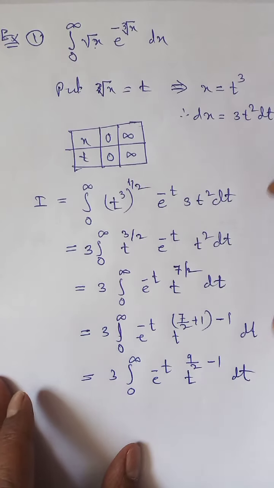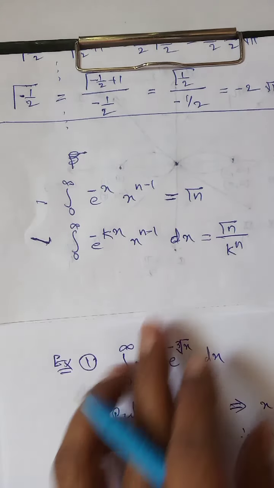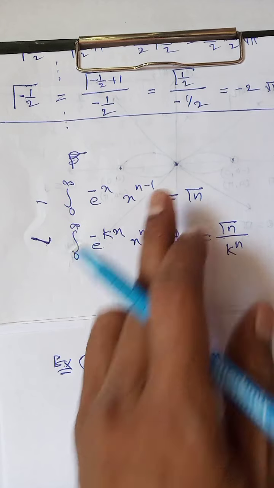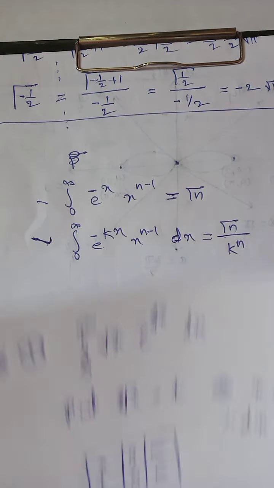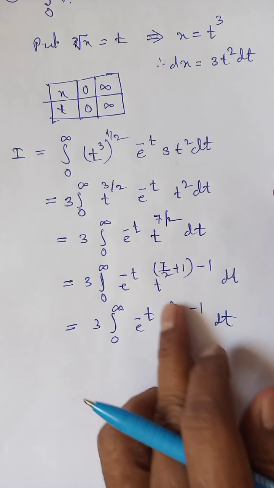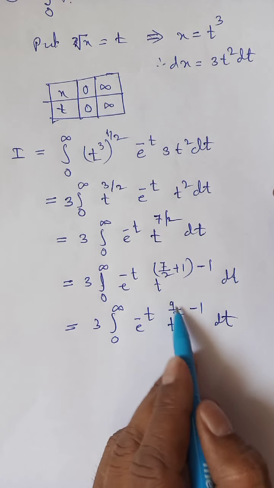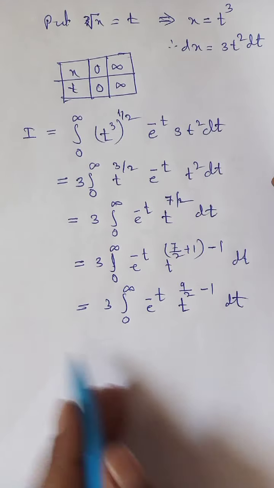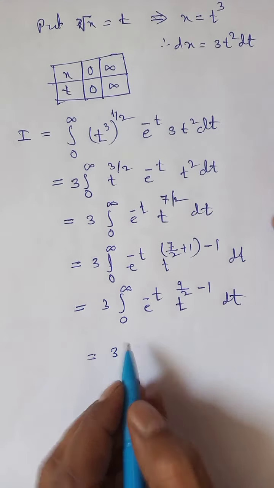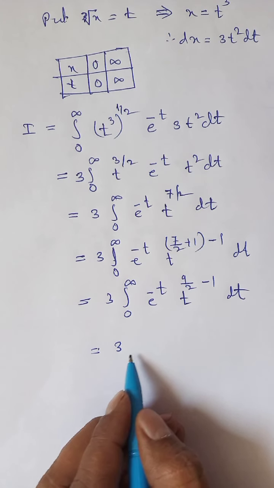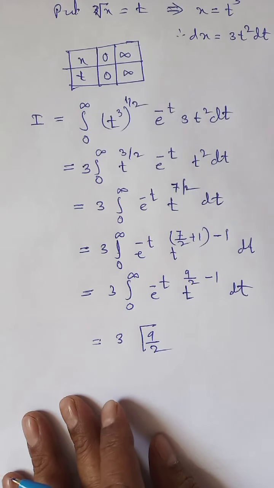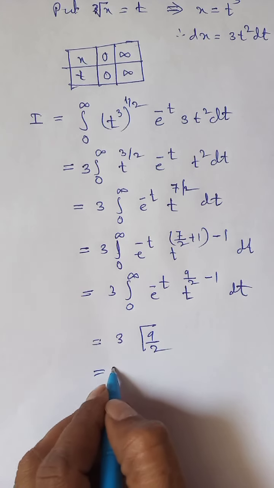Now compare this with the gamma function, e to the power minus x, x to the power n minus 1. So e to the power minus t, t to the power 9 by 2 minus 1. So n is 9 by 2 here. So using the gamma function, the value of this integration is gamma 9 by 2. And we can evaluate gamma 9 by 2 easily.